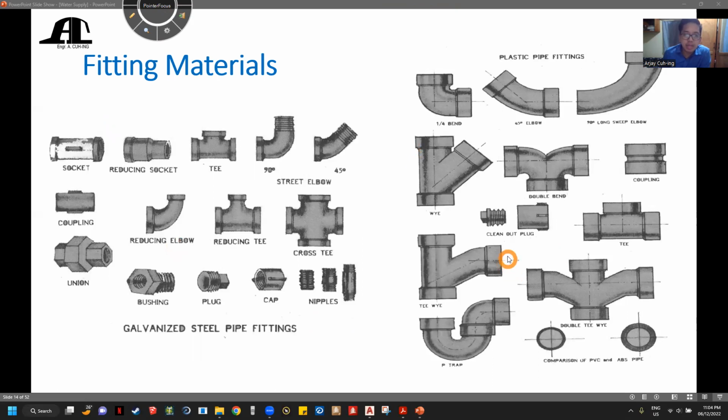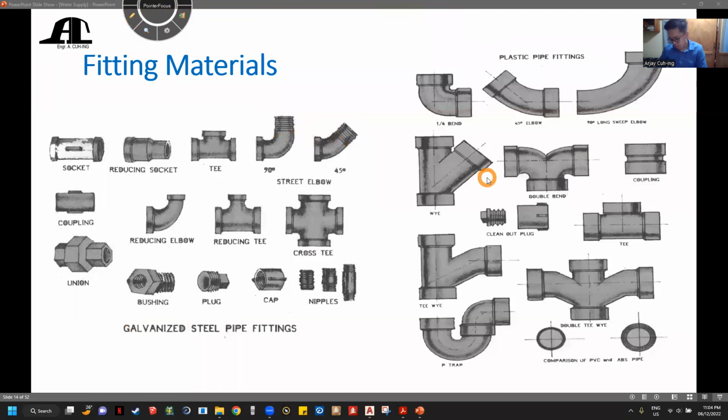Okay? So, in a way, ito yung pinaka-difference ng galvanized dun sa plastic. So, if we talk about GI, yung mga iron fittings, readily meron na silang, in a way, threading sa loob. Okay? Tapos, pag plastics naman kasi, wala pa silang mga thread. Okay? Kasi ang galawan dyan, depende yung joiner niya.